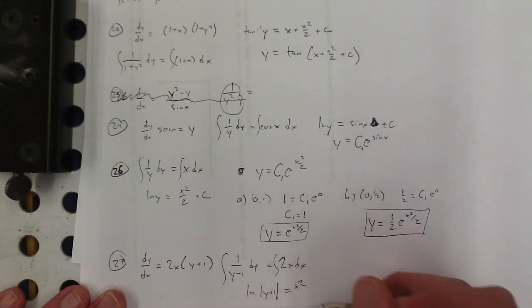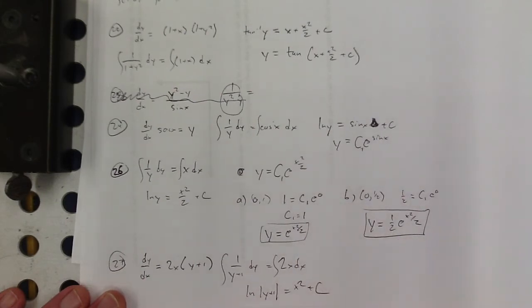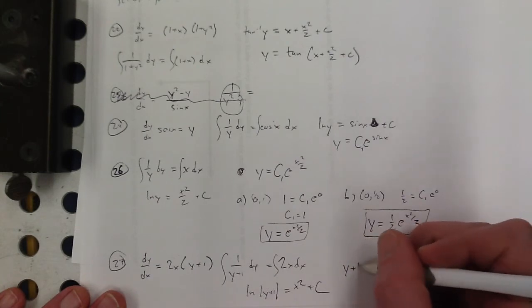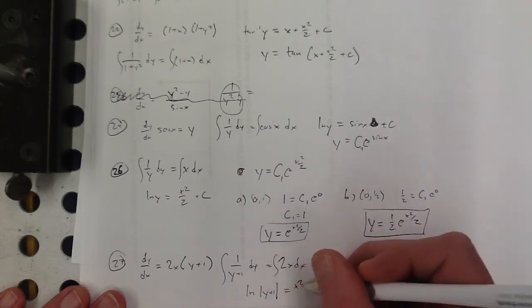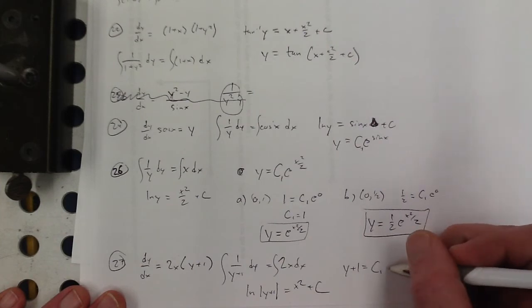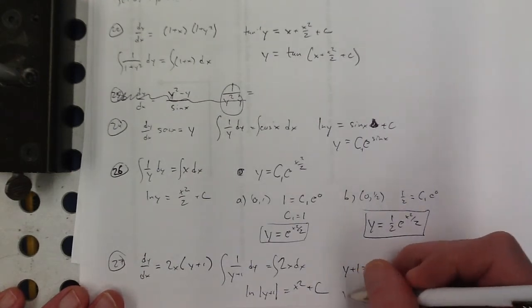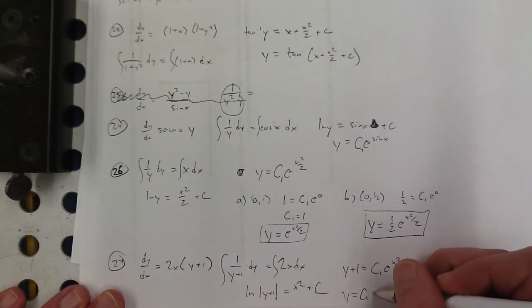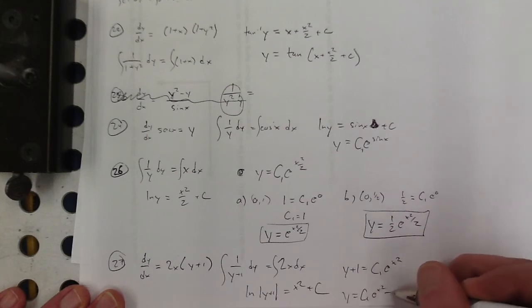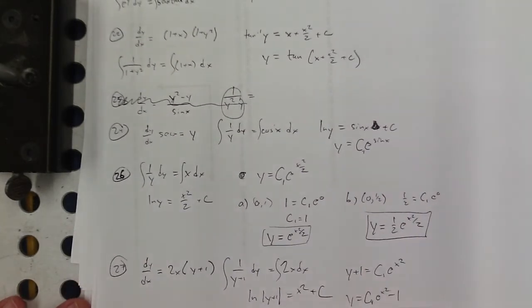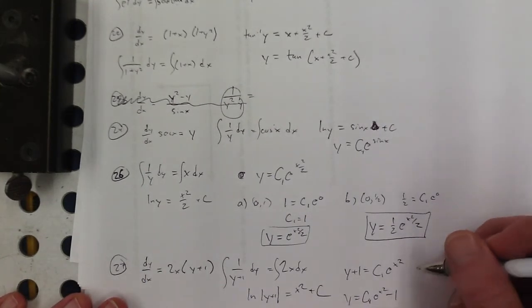I was going to write over 2, but that's not right. So then e to the, that gives me y plus 1 is equal to e to the, I can bring down my constant again. You get the hang of this, right? So y is equal to c1 e to the x squared minus 1. And then I have to find the particular solution that goes through the point 0, 3.